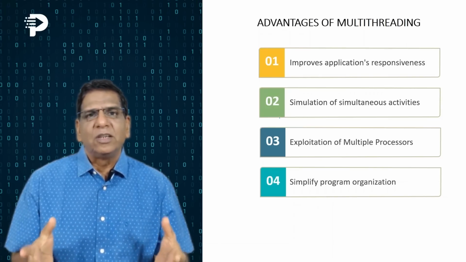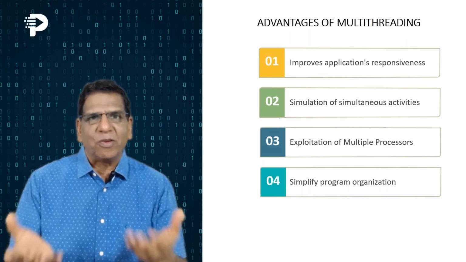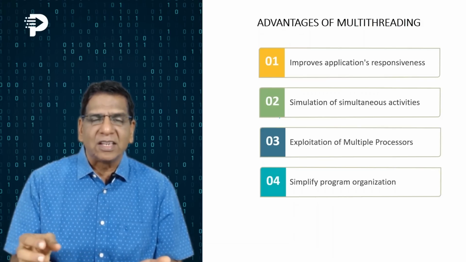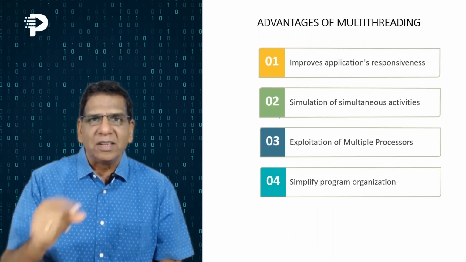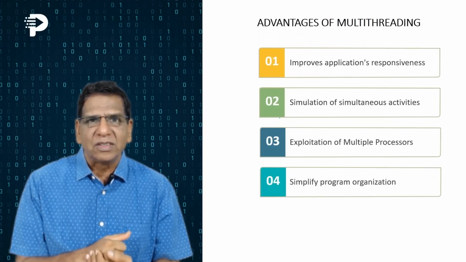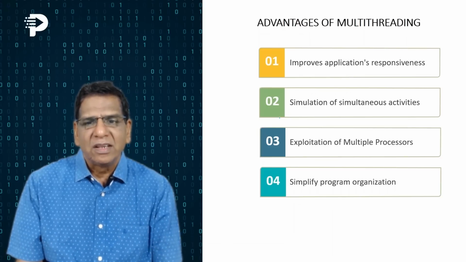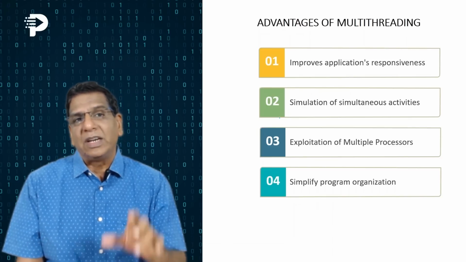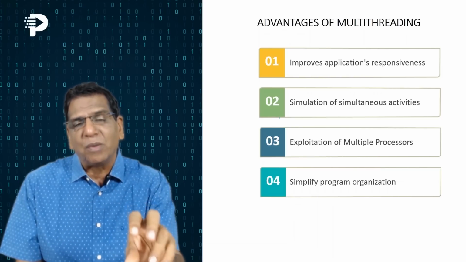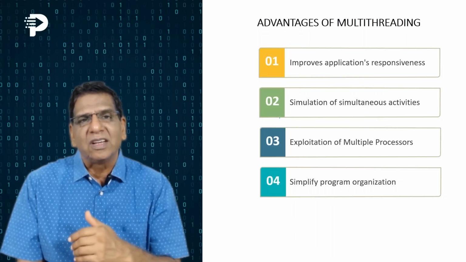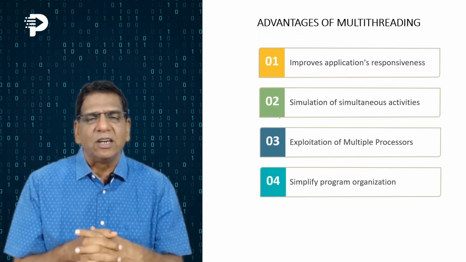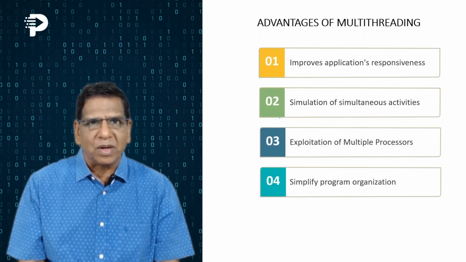Just imagine you have a file copy program, your file explorer. In one thread, copying happens. In another thread, the animation is being played. The green progress bar moves forward as the copying proceeds. So both are happening simultaneously. It simplifies program organization from the point of view of where you put the logic for copying and where you put the logic for progressing the green colored progress bar. If they get cluttered into one another, it's difficult to organize the program.